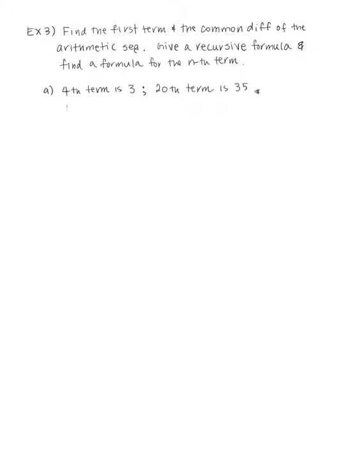Okay, now let's note again. I'm going to write down this formula again. A sub n equals a sub 1 plus n minus 1 times d. And let's jot down what we have so far, what we're given, I should say. We know that the fourth term is 3, so a sub 4 is 3. And then also a sub 20 is 35.